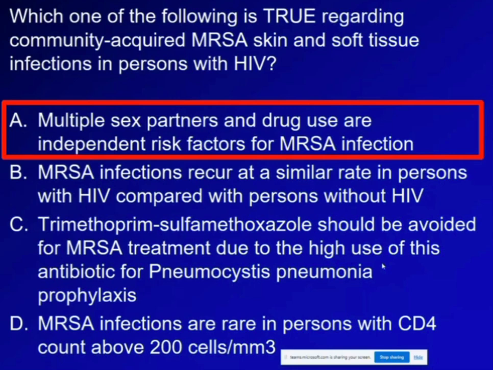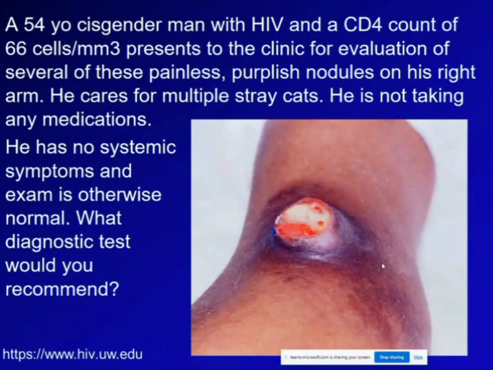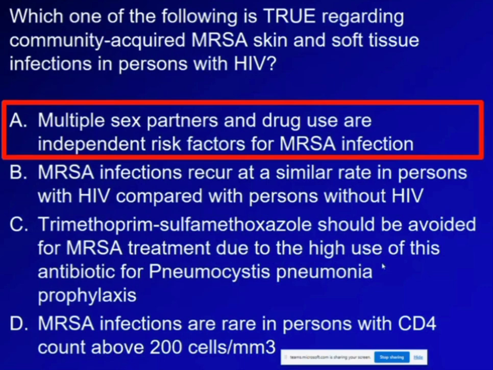Yeah, A is correct. Multiple sex partners and drug use are independent risk factors for MRSA infections. The rates are actually similar between those. I should say the risk of recurrence is higher for those with HIV, and you can definitely see it in people with higher CD4 counts. And certainly you can use Trimsulfa to treat it. It's not going to be a problem.